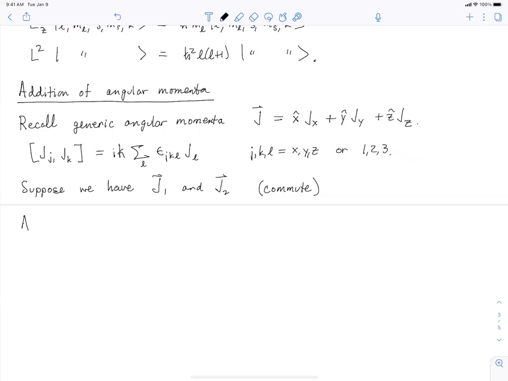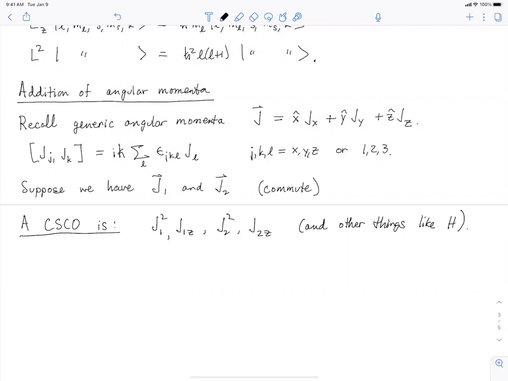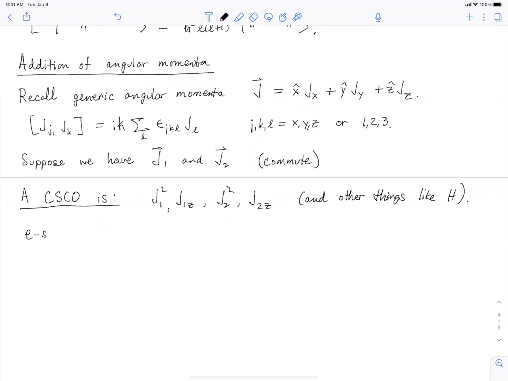So now one complete set of commuting observables that we could choose is J1 squared, J1Z, just like we did for spin or orbital, together with J2 squared and J2Z. Okay, they sort of just ignore each other anyway, so I can just choose a complete set of commuting observables for each one separately and then put them together. And there might be other independent things like the energy, so I'll just say other things like the Hamiltonian. Okay, and so the eigenstates or the eigenkets of these operators I can write like this. There's |J1, M1⟩ tensor product |J2, M2⟩, which is really just a fancy way of saying that we've got some state that is a common eigenstate of those four operators.